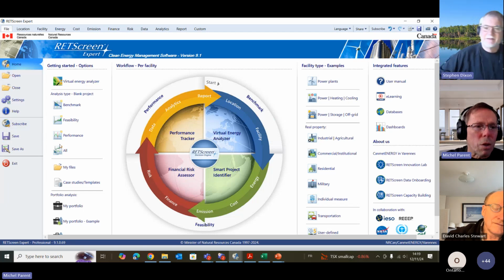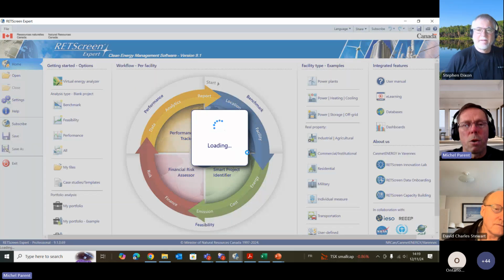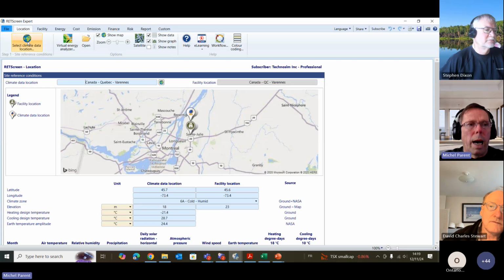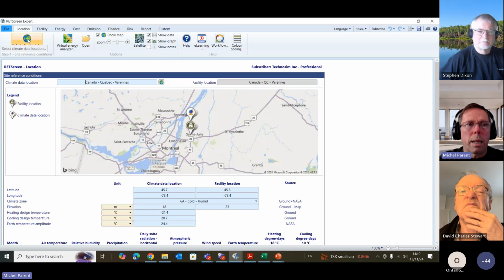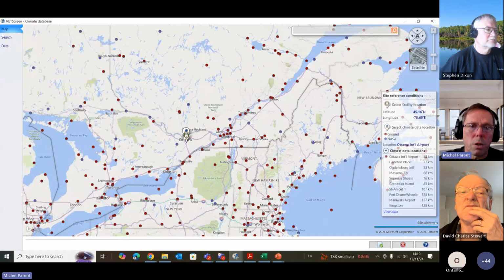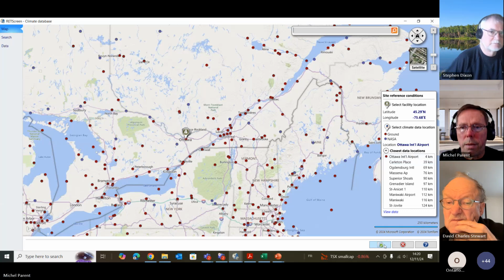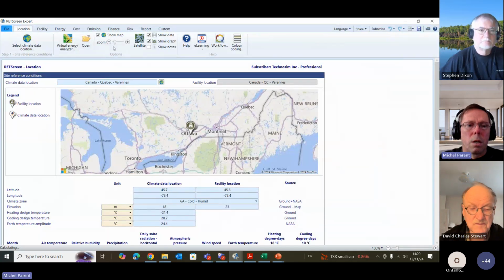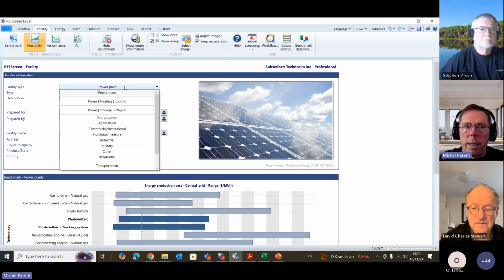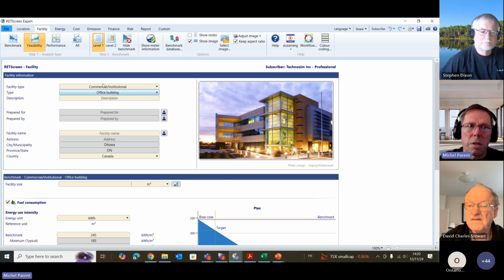Yeah, this one's very similar. So I'm going to start with a new feasibility. I'm not going to save anything. I already have those saved. So starting from scratch, I'm going to go back to select climate location. I could just drag that to Ottawa, by the way. I can just drag that to Ottawa International Airport. There we go. So I'm in Ottawa. I'm going to have to change the type of facility. I'm going to go commercial institutional, office building.